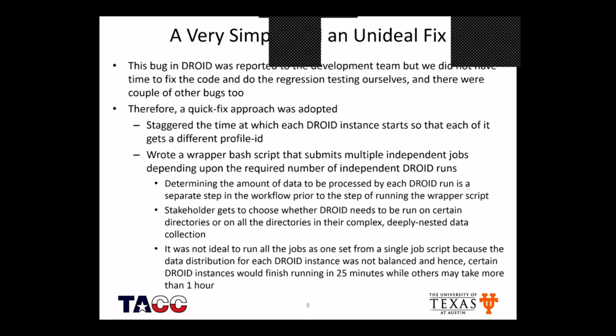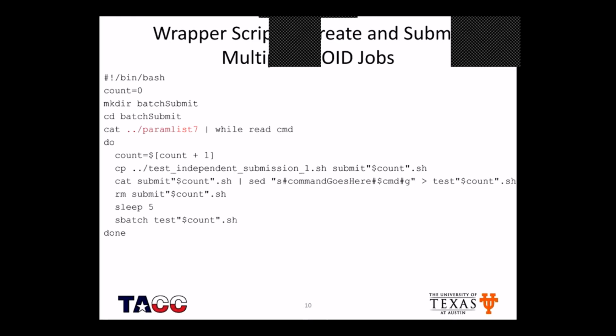So we just took this quick fix approach where we staggered the job submission process. In the sense that first one Droid job would start, then after 5 seconds, another Droid job would start, and so forth. And we could not have done it through one job script because the load balancing here was an issue. We were doing a very coarse-grained load balancing of the amount of data across different nodes, as in it was not that the whole data set was uniformly chunked and each Droid instance worked on a particular set of data which was uniformly distributed.